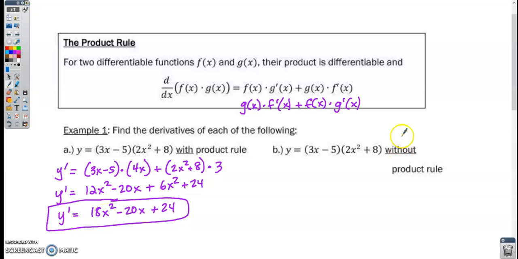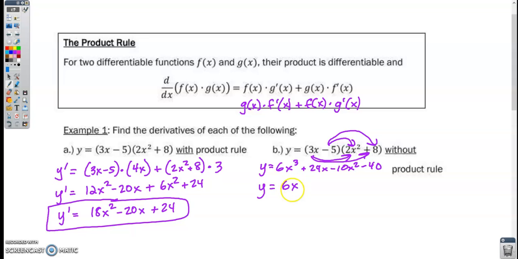Now, two sections ago, we could do problems like this without the product rule, but in order to do that, the first thing we had to do was multiply this out. So we would multiply this out. We've got 6x cubed plus 24x minus 10x squared minus 40. Okay, so putting that in standard form gives us this. And now I can just go ahead and use the power rule.